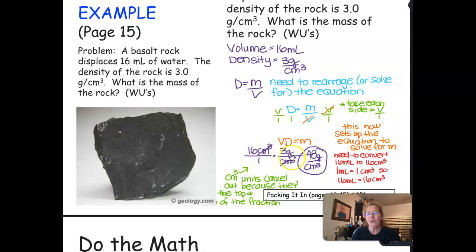You substitute in your knowns. Your units cancel out because they're on the top and the bottom of the equation. And you get 16 times 3, which is 48. The unit that's left is grams. And I shouldn't have cubic centimeters there, so you can take that off.